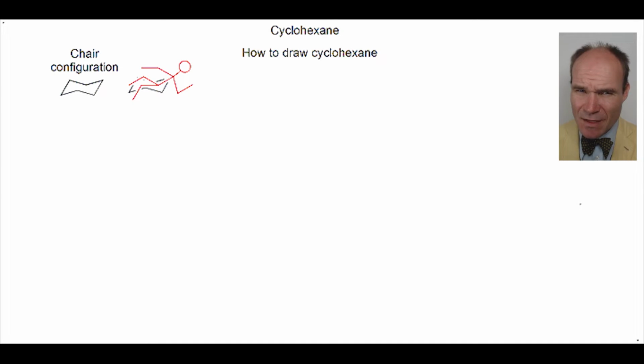How do we draw this configuration? Hold on. Why would you want to draw this configuration? Let's start there. Well, if you need to explain a spatial idea about a cyclohexane to a fellow chemist, unless you can draw the chair, they might have difficulty understanding you.